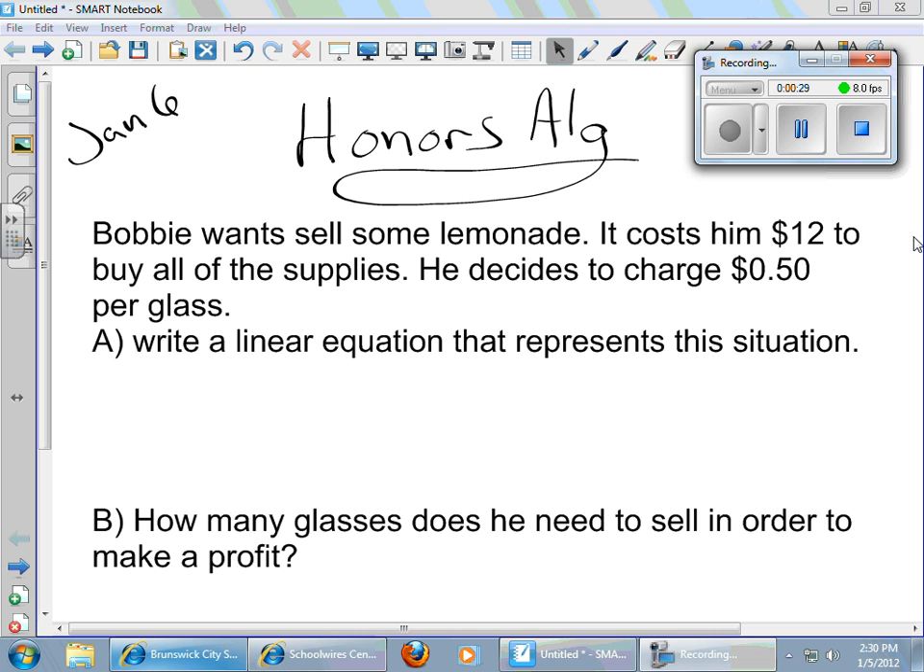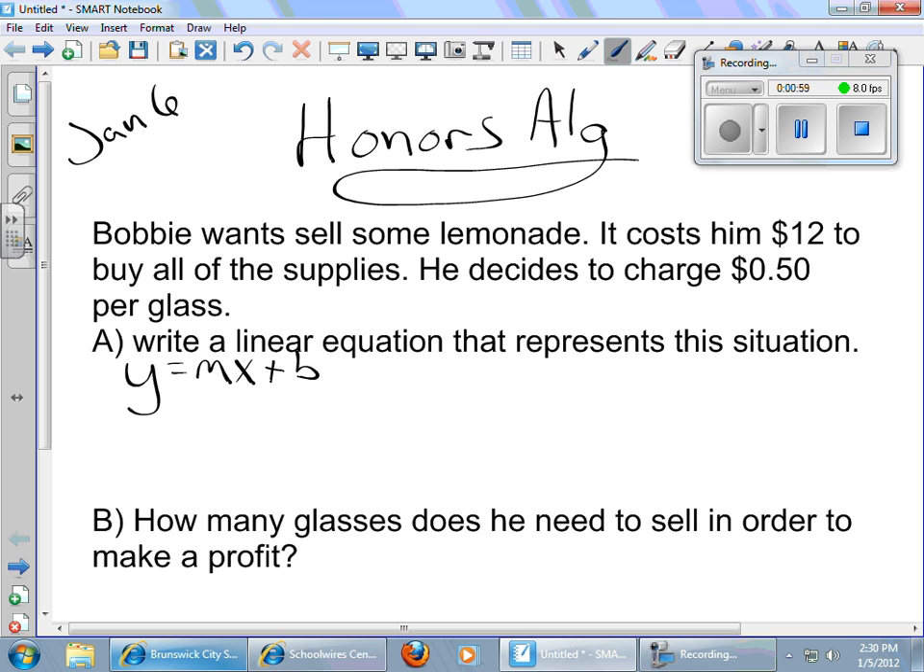Okay, our first problem is Bobby wants to sell some lemonade. It costs him $12 to buy all of the supplies. He decides to charge 50 cents per glass of lemonade. Part A tells us to write a linear equation that represents this situation. Well, let's think about this here. Most of the time, we tend to write our equations in slope y-intercept form, right? y = mx + b.